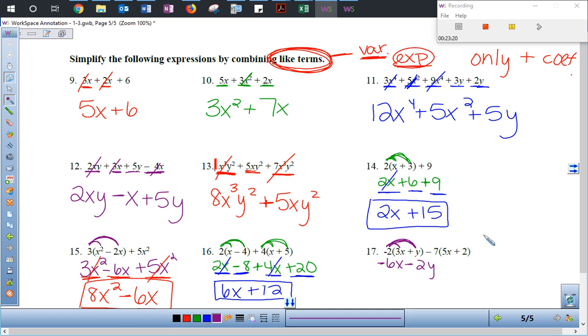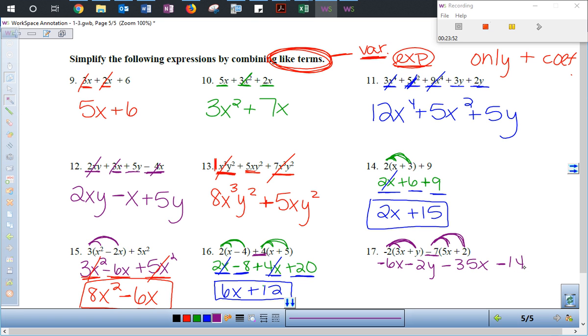Now when I look at my second set of distribution that I need to work with, the term being multiplied in front of it isn't just a 7, it's a negative 7 because there's a negative sign in front of it. On 16 it was a positive 4, so we didn't have to worry about it. But be careful when there's a negative sign because that's going to change your sign. So negative 7 times 5x is negative 35x. And negative 7 times 2 is negative 14.